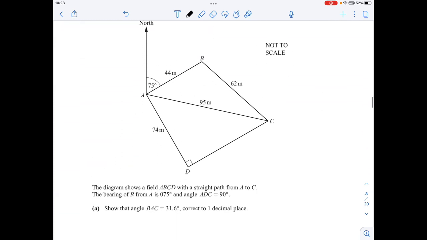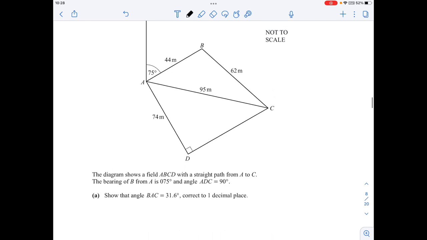Now coming to question number 6. The diagram shows the field ABCD with a straight path A to C. The bearing of B from A is 75 and angle ADC is 90. Show that angle BAC is 31.6. BAC, this angle is equal to 31.6, is what we are asked to prove.